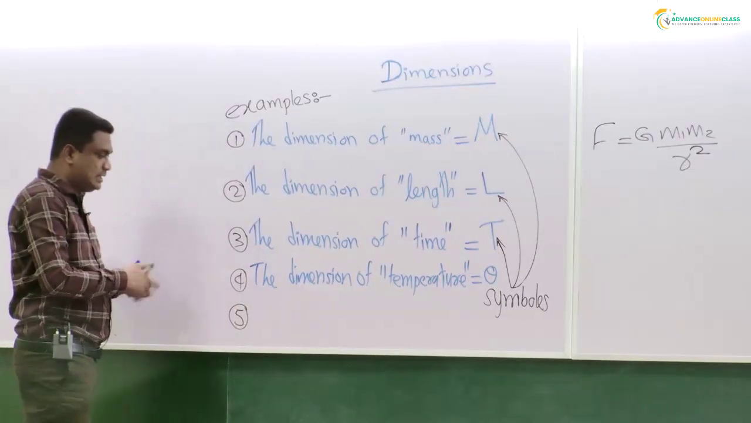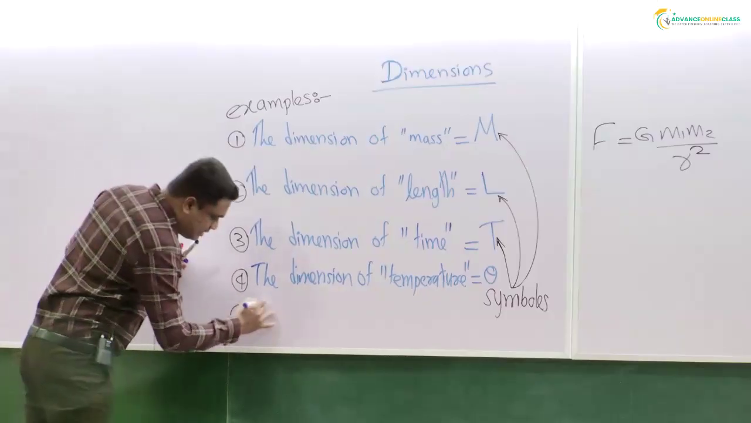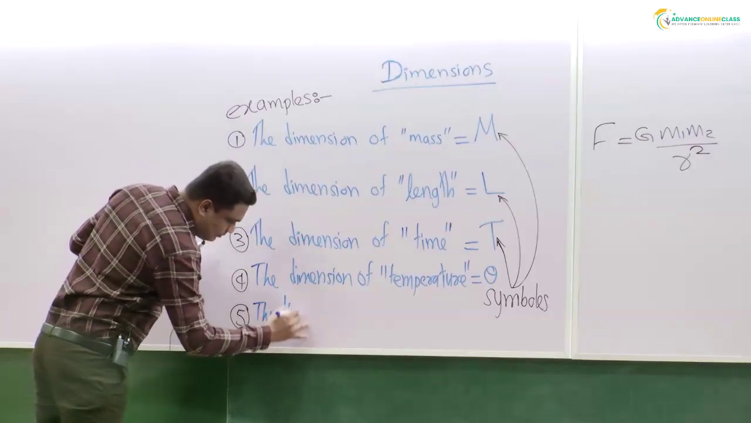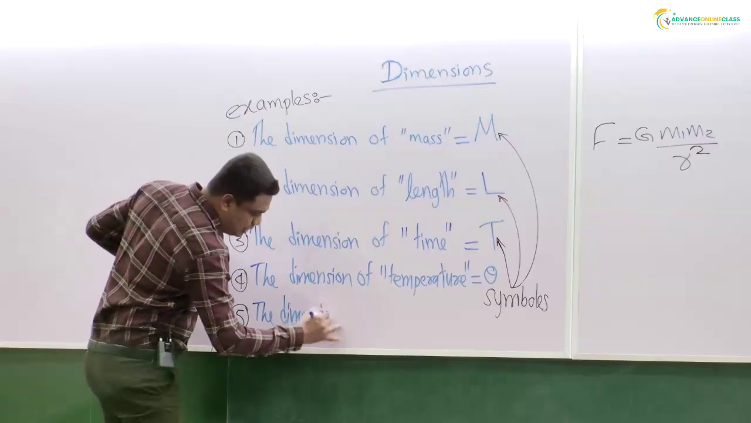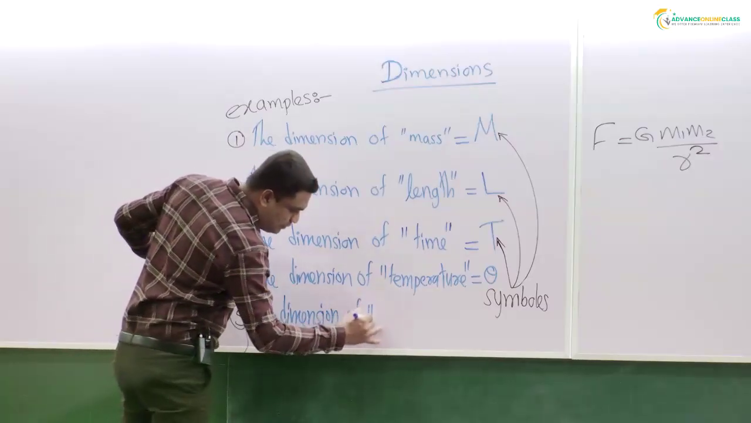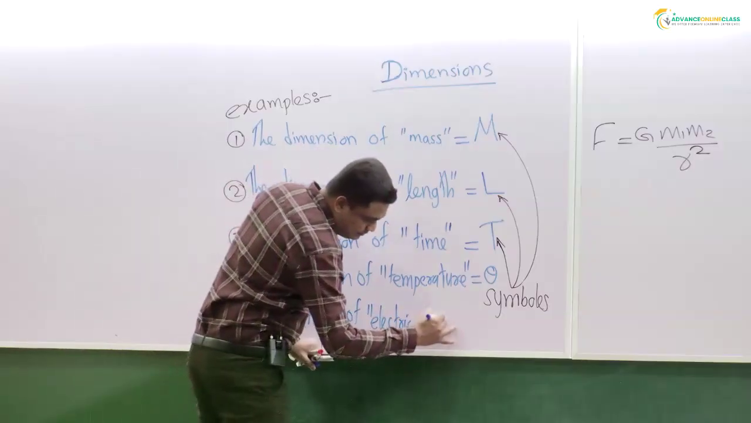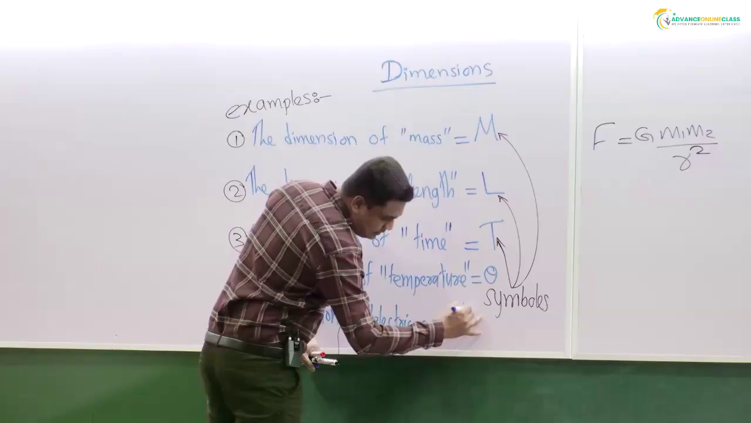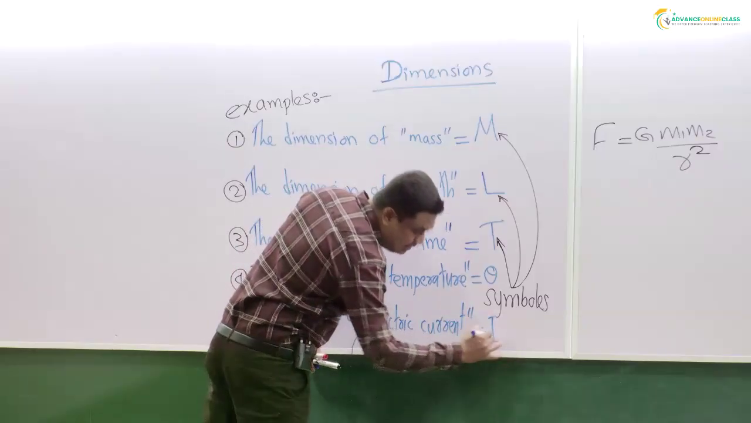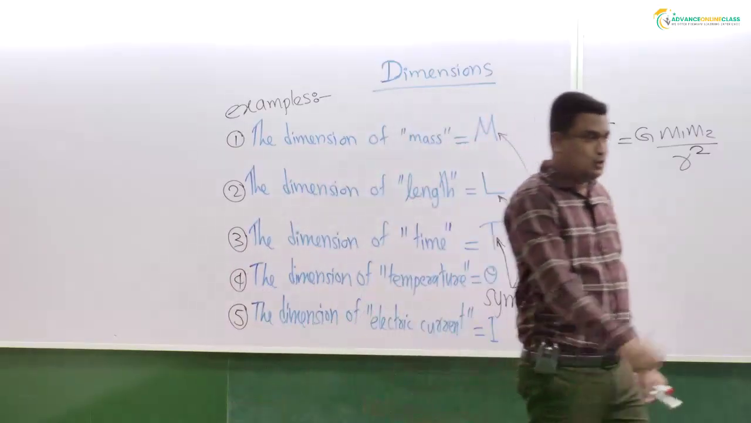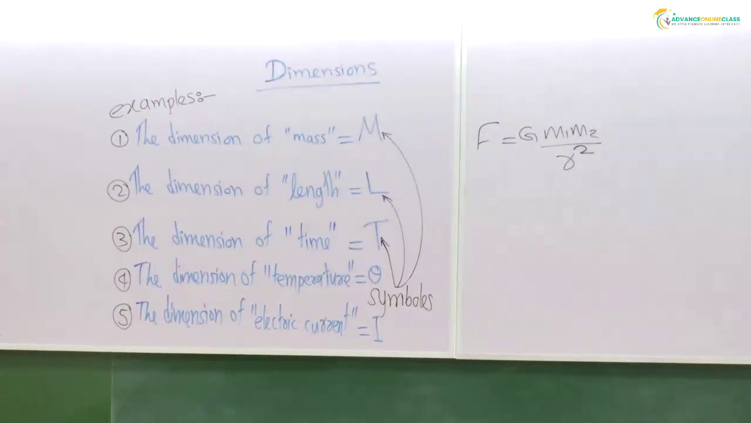What about the dimension of electric current? The dimension of electric current is capital I. But you should know only the first three things in the A-level examination.